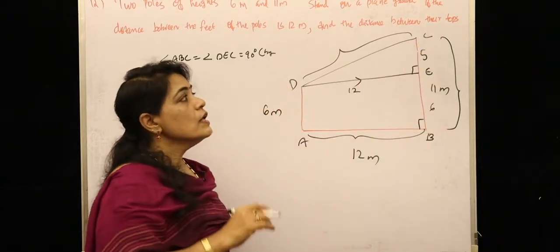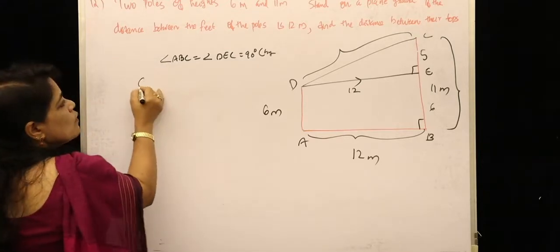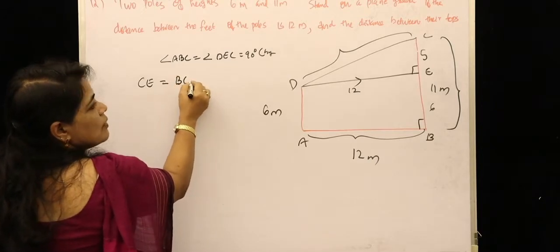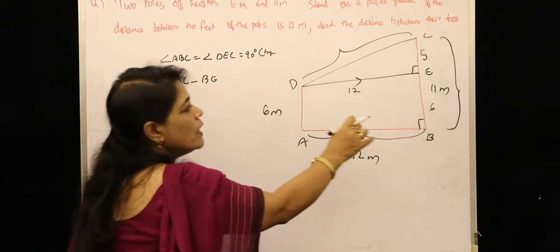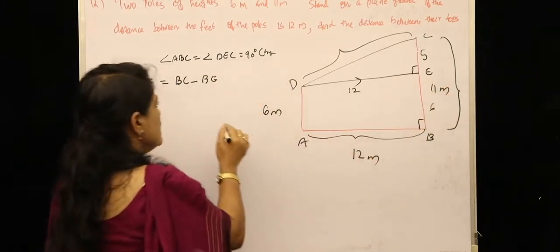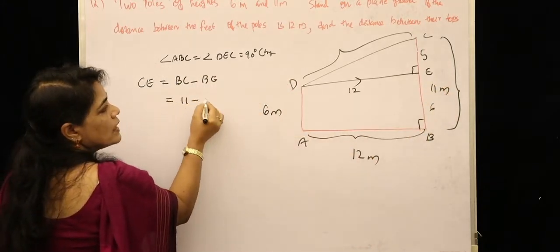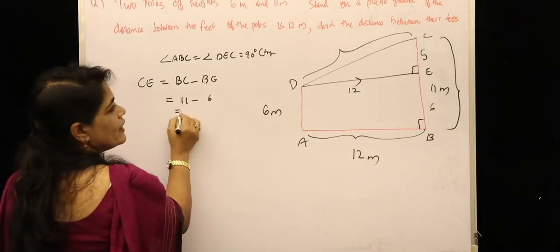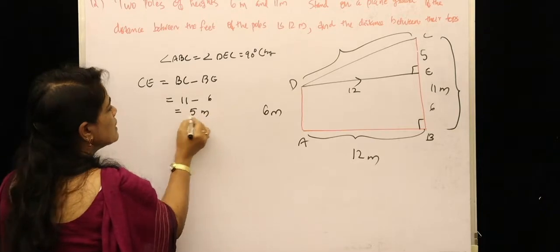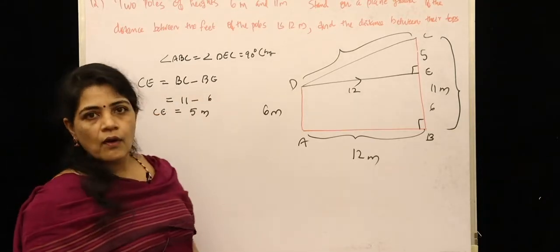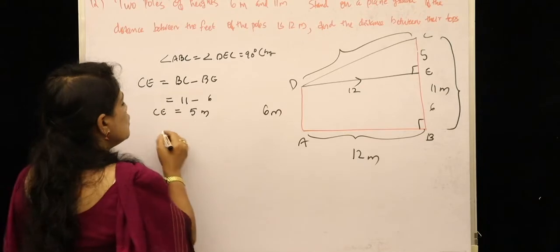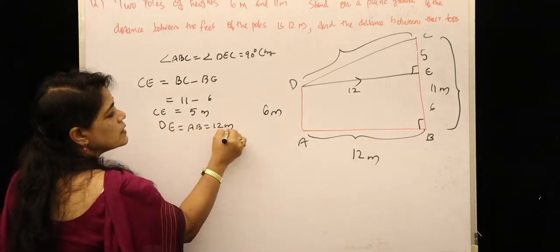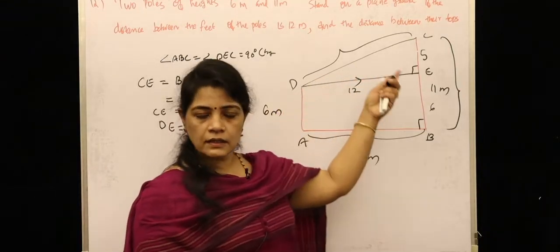So we now have, from the figure, CE equal to BC minus BE. BC is 11 minus BE is 6. So you will get 5 meters as CE. Understood? And DE is equal to AB, that is equal to 12 meter. Then how can we get CD?